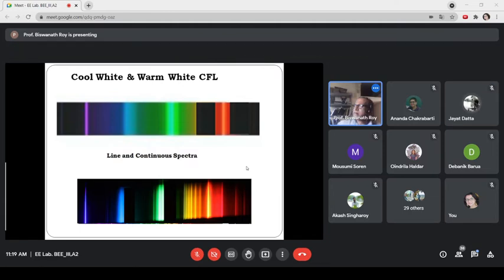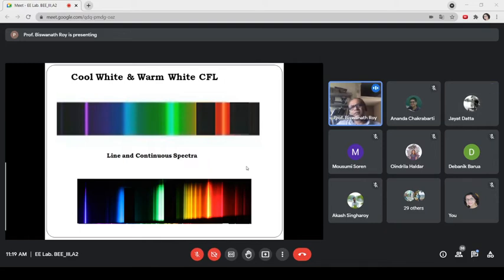On the red side, there is a black portion, so it lacks the red spectrum. Right. And in case of the warm spectrum, we can see most of the spectrum is actually on the red side only. Red region. Yes, sir. Red region.